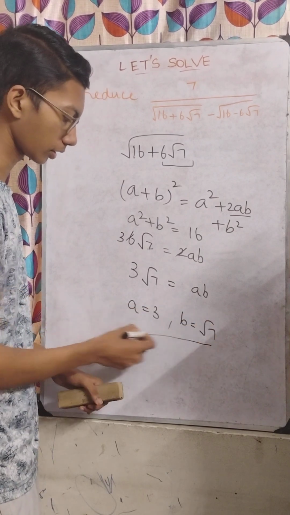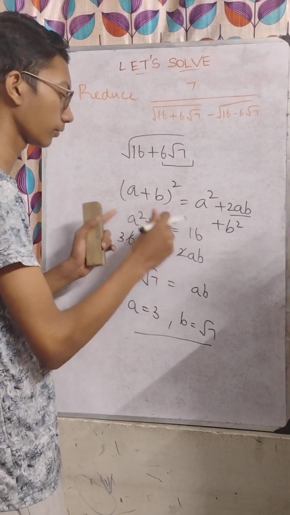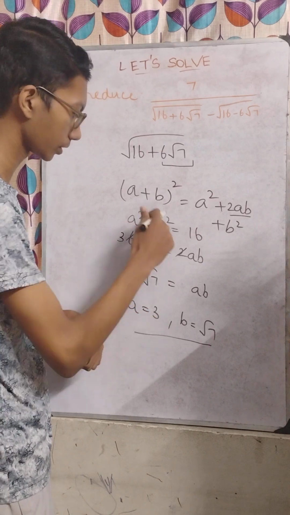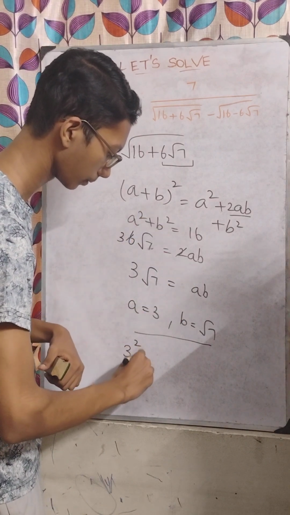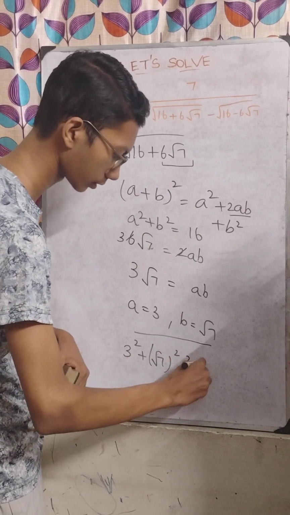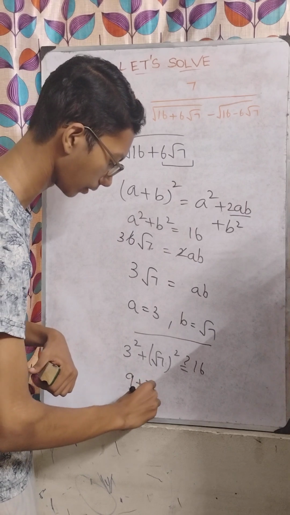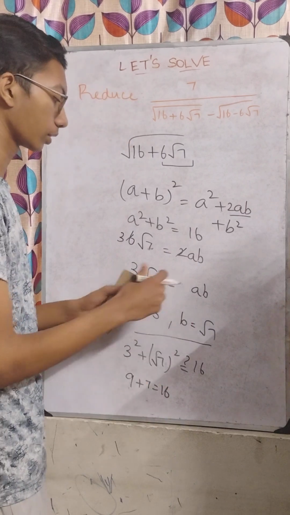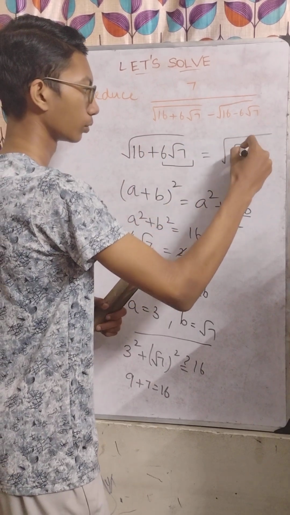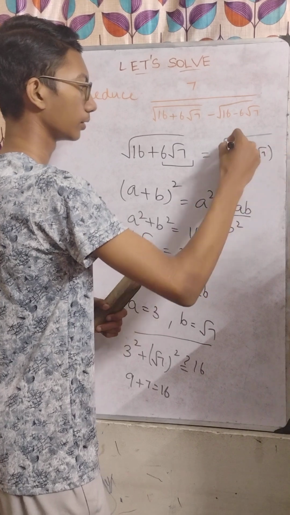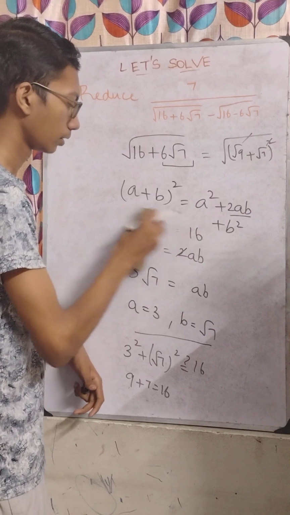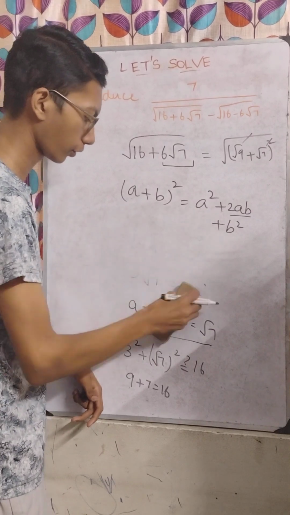If these terms satisfy this equation, then we have got the a plus b the whole square term. So let's substitute this in here. We have 3 square plus root 7 the whole square. We don't know yet if this equates. So we have 9 plus 7 equals 16. So this actually works. So we can write this as the square root of root 9 plus root 7 the whole square. This will equal this. So now we can cancel these. So that's for the plus term.